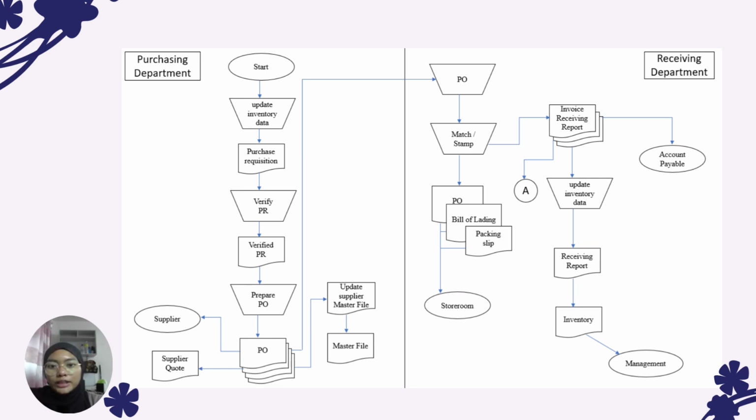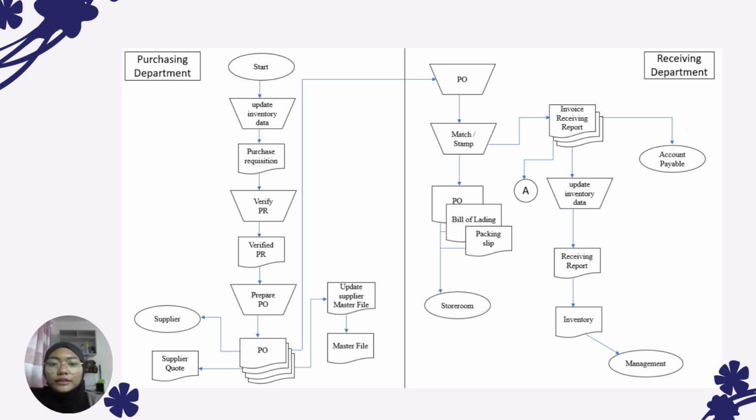So this is the system flowchart. This flowchart outlines the purchasing and receiving process, demonstrating how various departments collaborate to ensure smooth operation and accurate record keeping. It begins in the purchasing department, where inventory data is reviewed and a purchase requisition is created to identify items that need to be ordered. The purchase requisition is verified for accuracy and approved before a purchase order is prepared and sent to the supplier. Supplier information is also updated in the master file, ensuring records remain current.